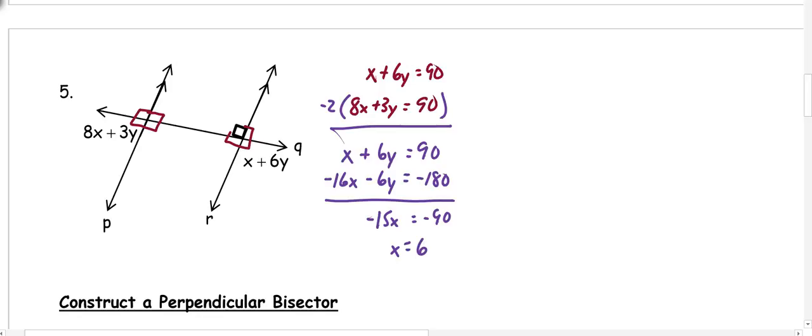Once I know x is 6, I need to go back and substitute. So I'm going to substitute into the first equation. 6 plus 6y equals 90. When I subtract 6 from both sides, I get 84. And when I divide by 6, y is equal to 14. So the ordered pair here would be 6, 14.